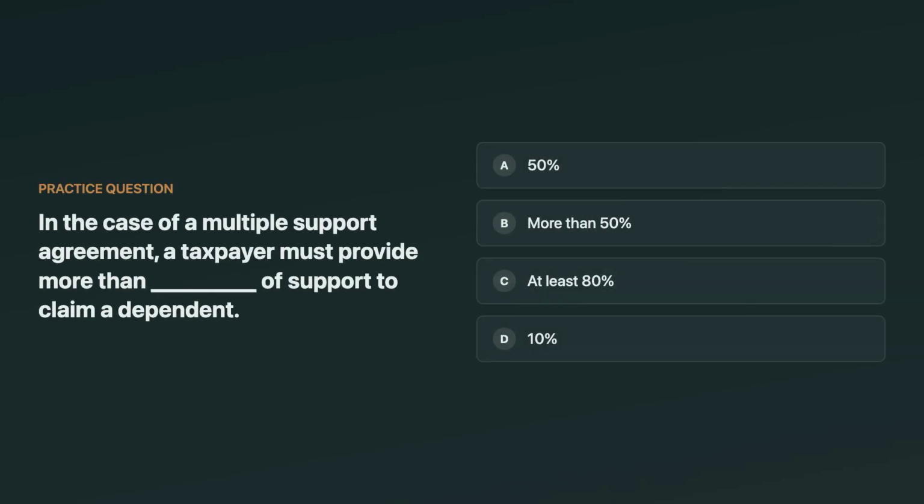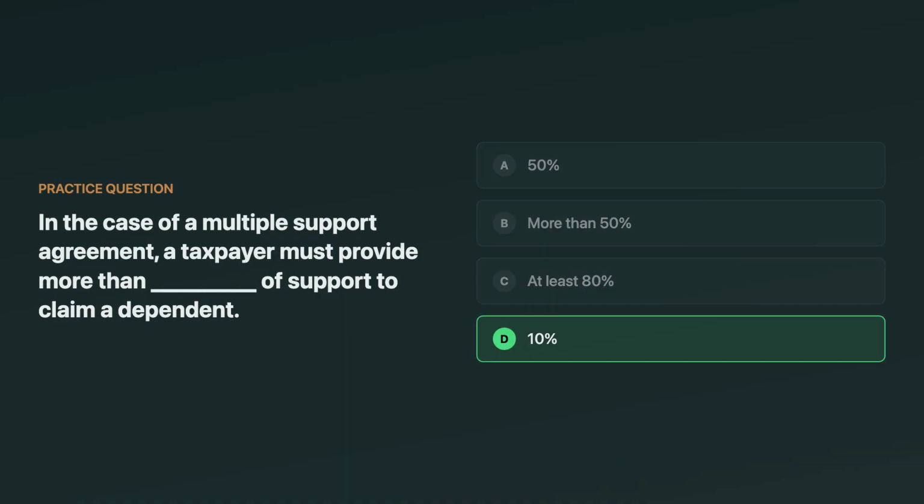Practice question. In the case of a multiple support agreement, a taxpayer must provide more than what percentage of support to claim a dependent? The options include 50%, more than 50%, at least 80%, and 10%. Think about what multiple support is trying to solve and what minimum contribution makes you eligible.